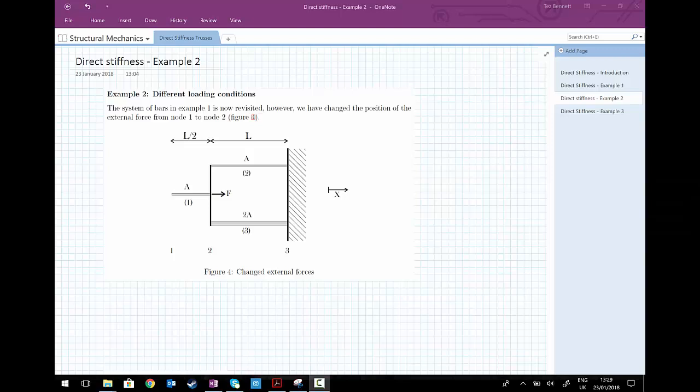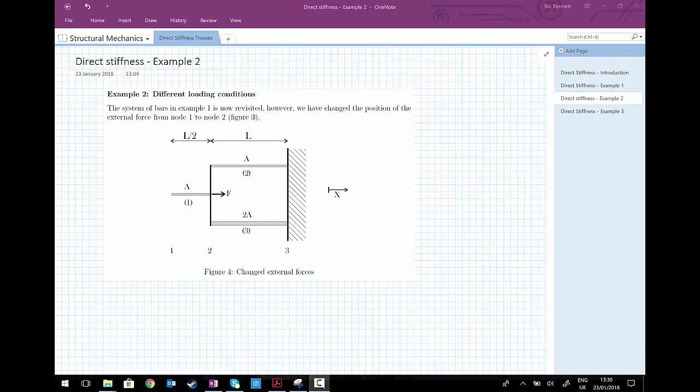So we're going to consider another example now using the direct stiffness method, just in one dimension and just for truss elements. The example we're going to do is very similar to the one before. We have 3 bars. Bar 1 has cross-sectional area A, Young's modulus E and a length of L over 2. Bar 2 has length L, cross-sectional area A and Young's modulus of E. And bar 3 now has cross-sectional area of 2A, length of L and Young's modulus of E.